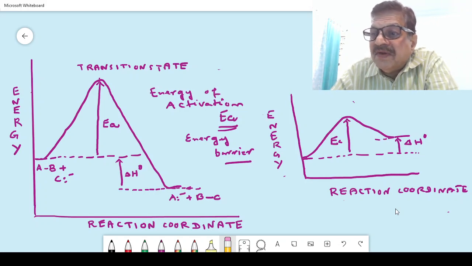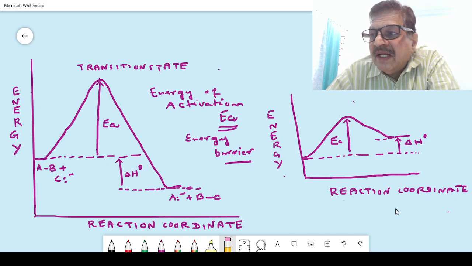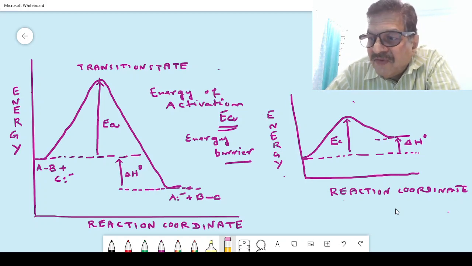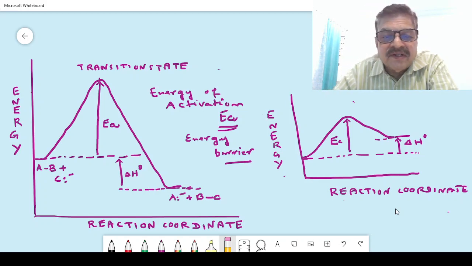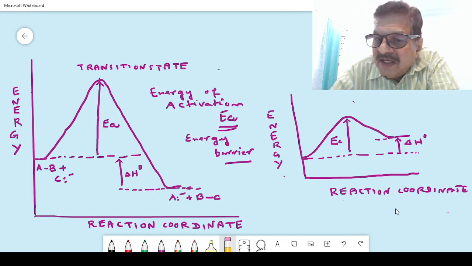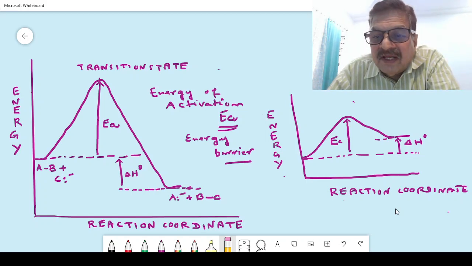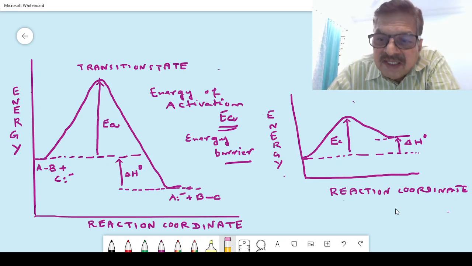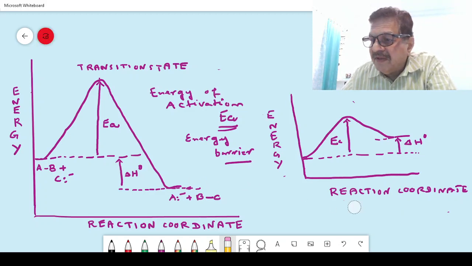We have seen that the larger the EA, the greater the amount of energy needed to break the bonds. Therefore, the slower the reaction rate. A slow reaction will have a large EA, and a fast reaction will have a low EA. You know that. Now here in this case, the EA is low. Compared to the other case, the EA is low, which means the reaction is a fast one. Here, the products are at a higher energy. It means it is an endothermic reaction here. Delta H is positive here.